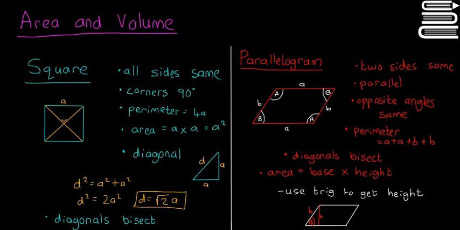Also, the diagonals cross at 90-degree angles, and as well the diagonals bisect each other. What bisecting means is that they cut each other in half. So that's the center point of, say, this line here.